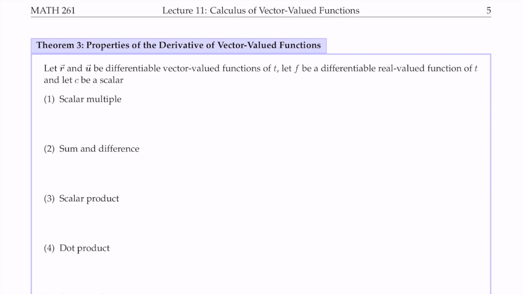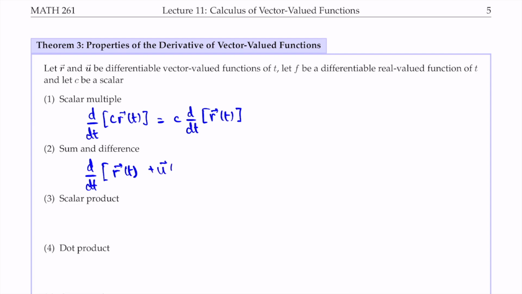So the first rule is the scalar multiple. That is, the derivative of c times r of t is going to be equal to c times the derivative of r of t. For the sum and difference rule, the derivative of a sum is the sum of the derivatives. The derivative of a difference is the difference of the derivatives. So if you take the derivative of vector r of t plus vector u of t, then the derivative of the sum is the sum of the derivatives.